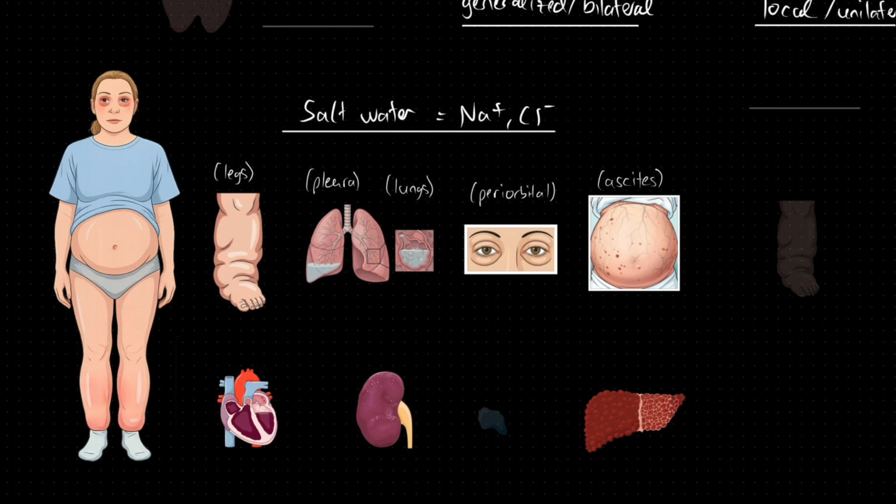There are three main organs that typically cause symmetric or generalized saltwater edema: the heart, the kidneys, or the liver. Let's start with the heart. Chronic heart failure, and particularly heart failure with reduced ejection fraction, often initially leads to pulmonary edema and pleural effusion, causing dyspnea or difficulty breathing. But leg edema and ascites can also develop.